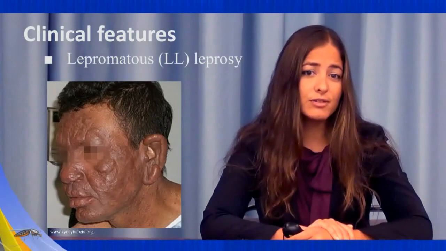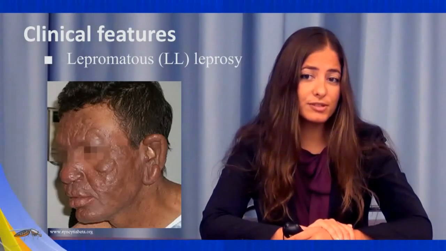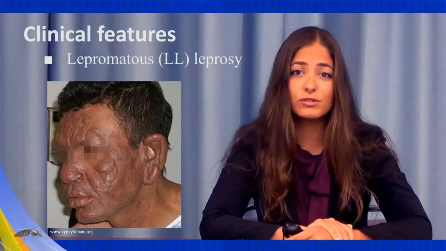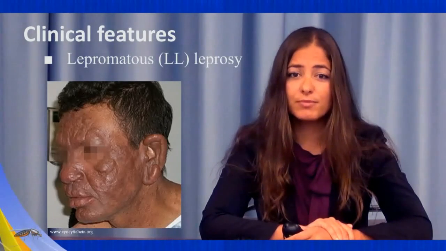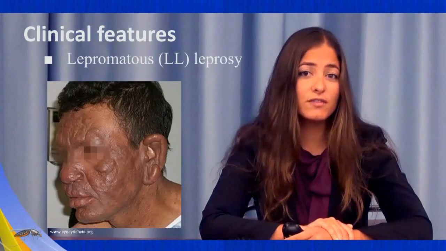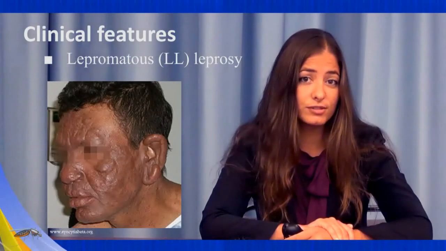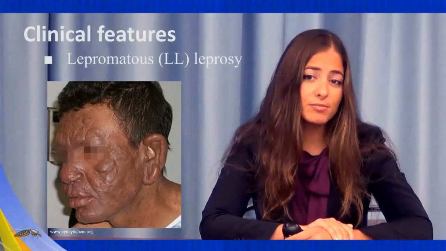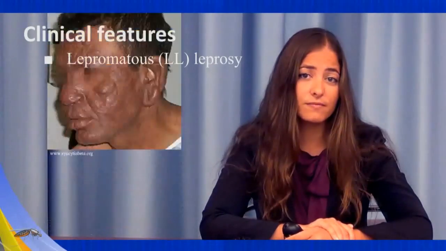Involvement of the facial nerve may result in corneal exposure, ulceration, and blindness. People with lepromatous leprosy may also have prominent rhinorrhea as a result of nasal mucosal involvement, and they may shed large numbers of M. leprae in their nasal secretions, one of the major sources of bacilli for transmission to other individuals. Like tuberculoid leprosy, lepromatous leprosy is stable and conversion to other forms does not occur.